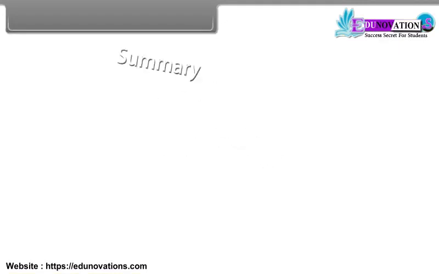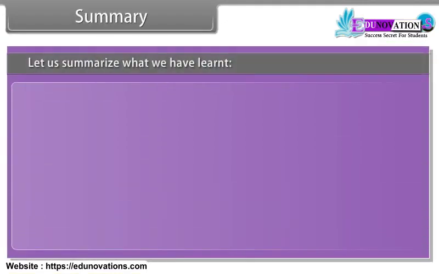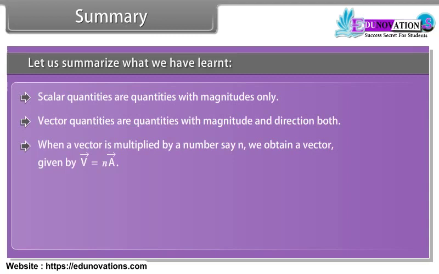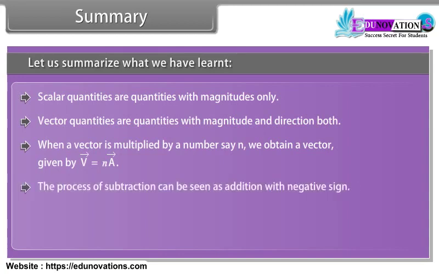Summary. Let us summarize what we have learned. Scalar quantities are quantities with magnitudes only. Vector quantities are quantities with magnitude and direction both. When a vector A is multiplied by a number say n, we obtain a vector v given by v vector equals n times A vector. The process of subtraction can be seen as addition with negative sign.